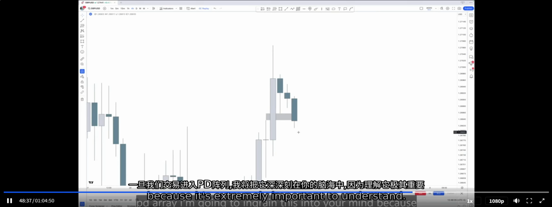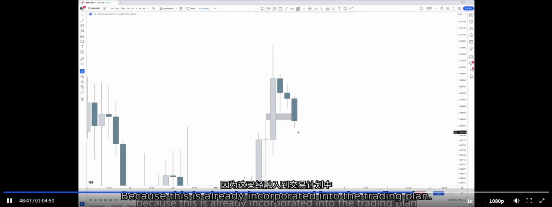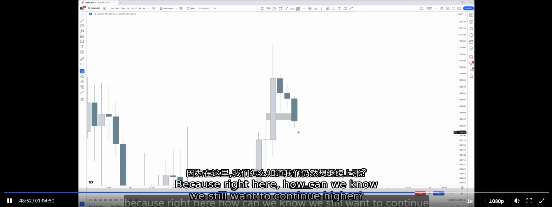This is when we need to understand how PD arrays work. As soon as we trade into a PD array, I'm going to ingrain this into your mind because it's extremely important to understand. This is also the reason why I do not use 50% of fair value gaps, why I do not use 50% of order blocks, of breaker blocks, because it's irrelevant. Because this is already incorporated into the trading plan. Because right here, how can we know we still want to continue higher? The discount rate that we currently have is not the fair value gap anymore, because we are not rejecting off of that currently. So the fair value gap alone can be forgotten about. We are not using the fair value gap there anymore.